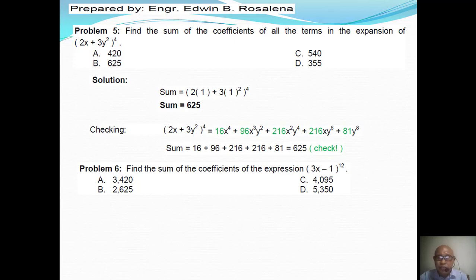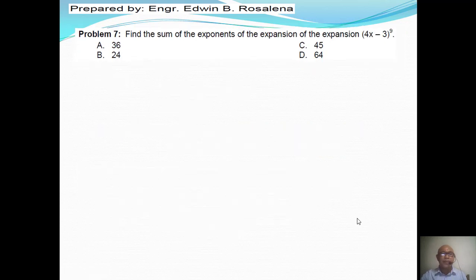Di ba? We substitute 1 to the variable. Then evaluate, pero you subtract this constant raised to the power n. So, we have it here: (3 times 1 minus 1) to the power 12, and then we subtract (negative 1) to the power 12. And the answer is 4095. Okay lang? Okay. Sige.